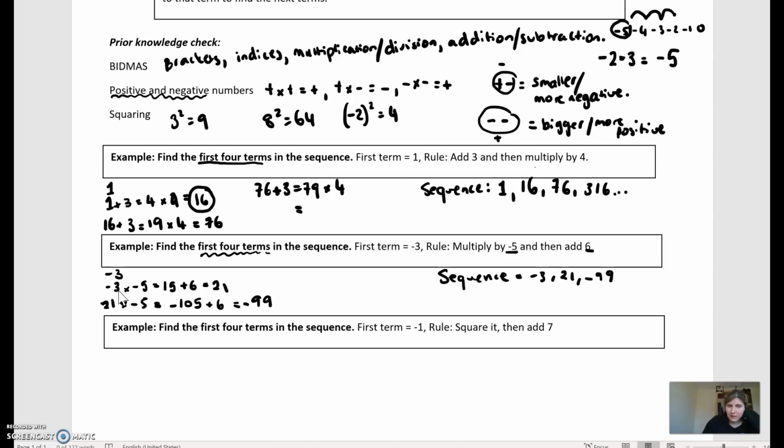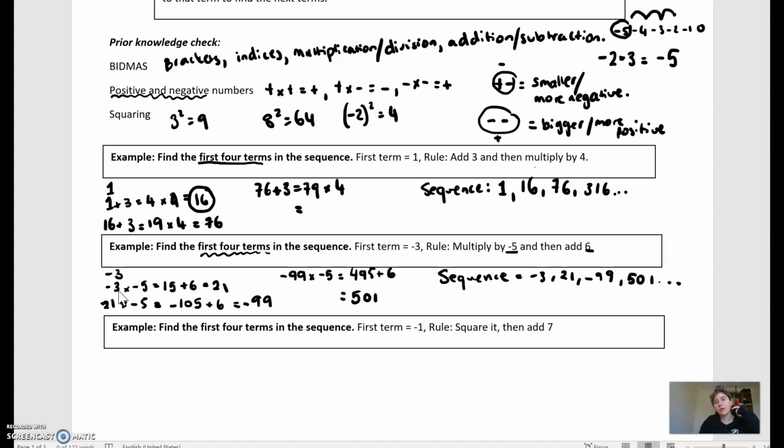All right, and then for the fourth one, we've got -99 times by -5. So again, negative times a negative is a positive. So that's 495 plus 6, which is 501. Okay, and that's our, again, first 4 terms in that sequence.